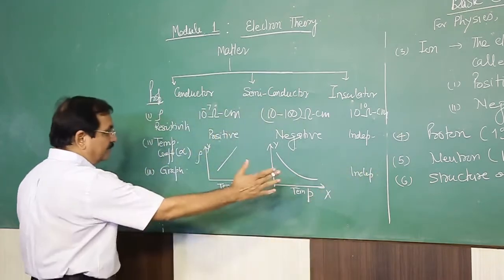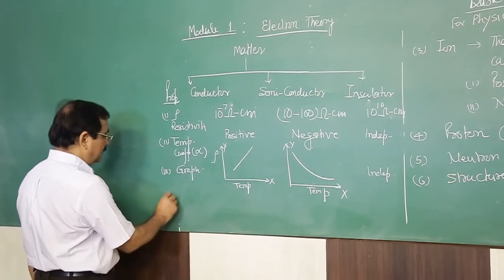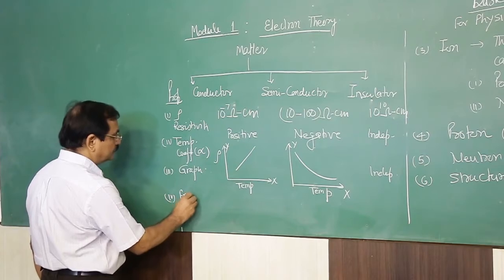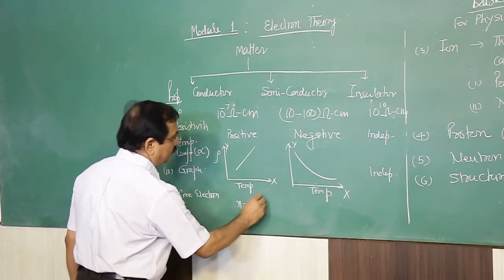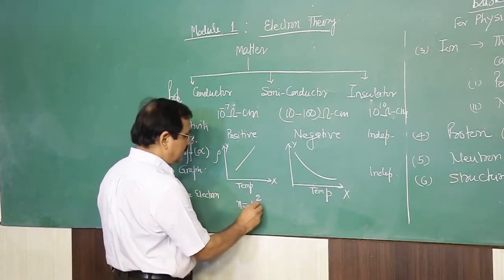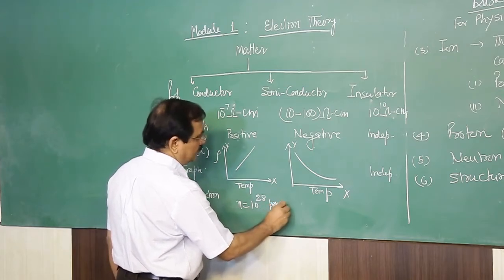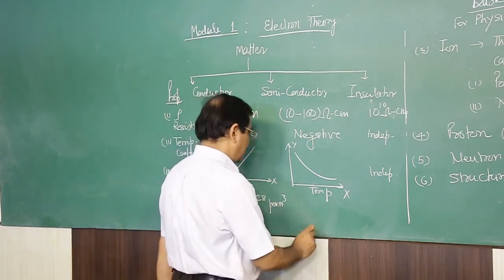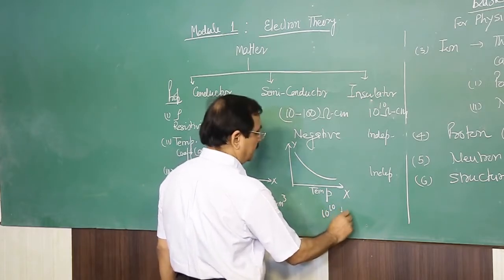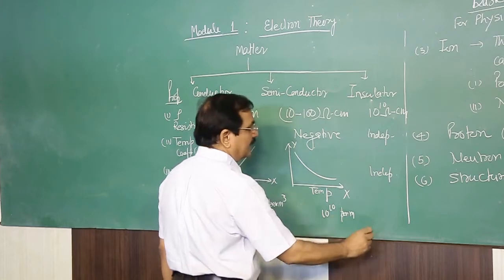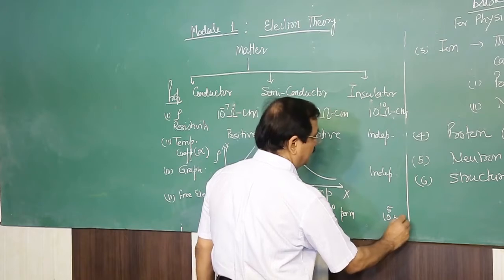So, on the basis of this temperature coefficient, we have some concept and the number of free electrons. So, n in case of this one is 2 × 10^28 per meter cube, here it is 10^10 per meter cube, and in this case here it is 10^5 per meter cube.